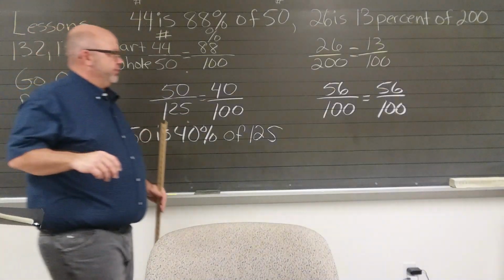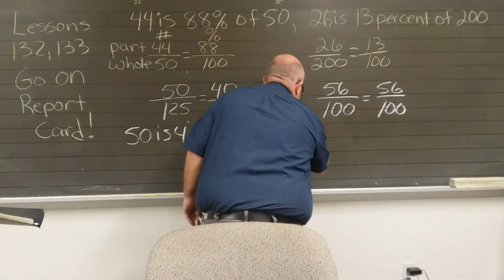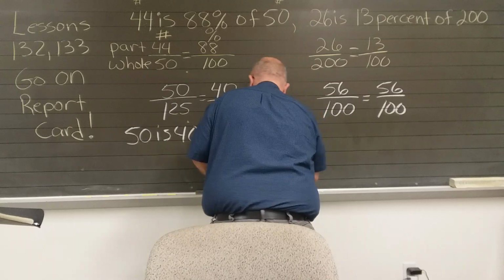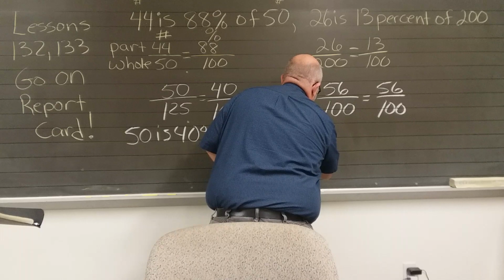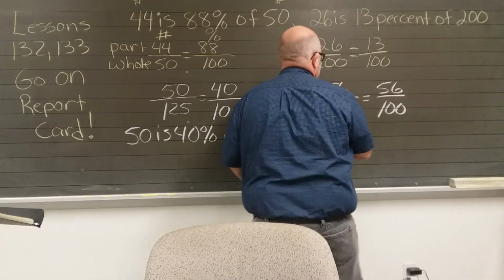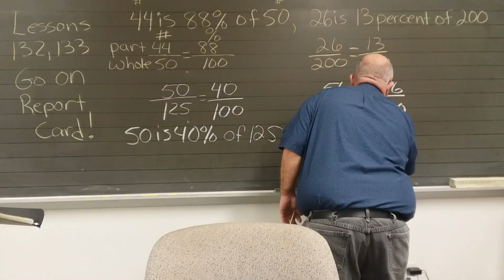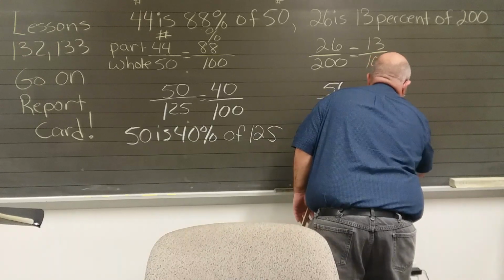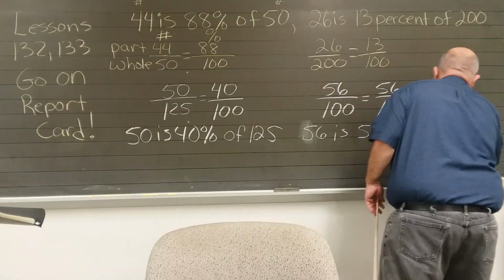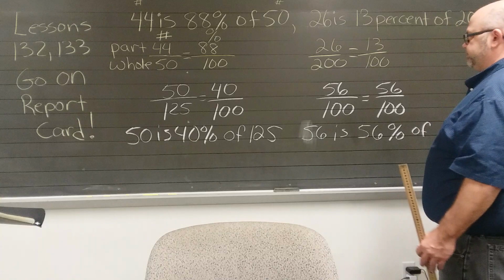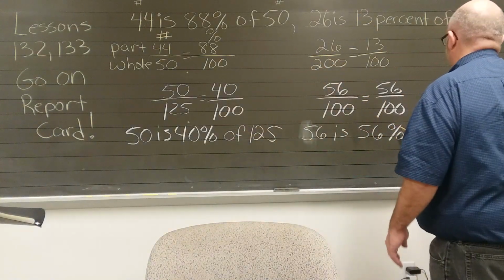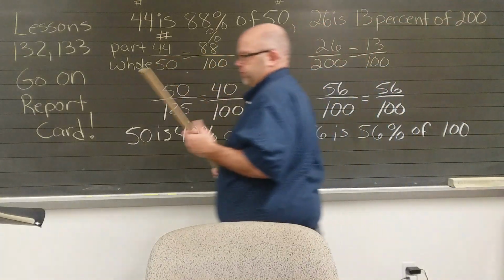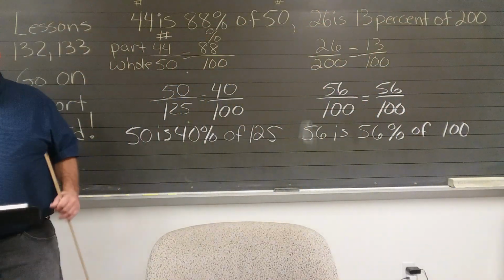All right? So you have 56 is 56% of 100. Don't forget about percents. Okay? Make sure you have those in when you're writing it out like that.